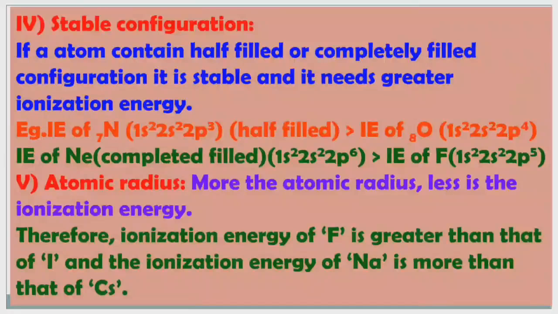Similarly, sodium has more ionization energy than cesium. Sodium and cesium belong to the 1A group. From sodium to cesium, atomic radius increases, ionization energy decreases. That's why sodium has greater ionization energy than cesium.